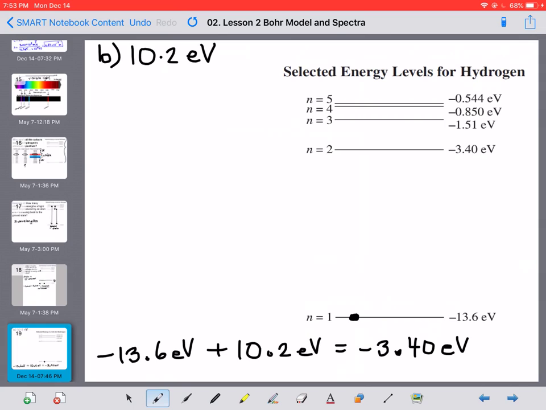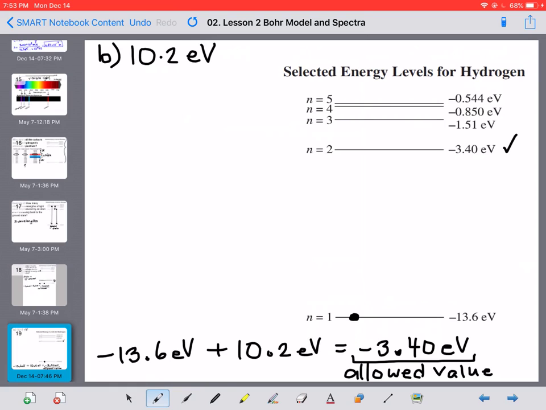So now what we have to do is check if the electron is allowed to have negative 3.4 electron volts of energy. The way that I check if it's allowed is I just look at the energy levels that are listed here, and I see if any of them have a value of negative 3.4, and I see one right there that does. So that means that this energy is an allowed value.